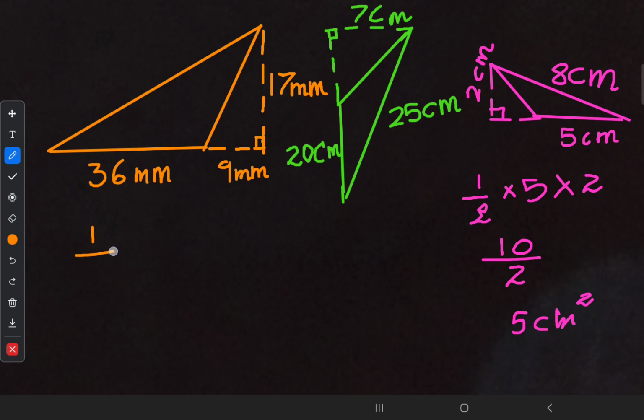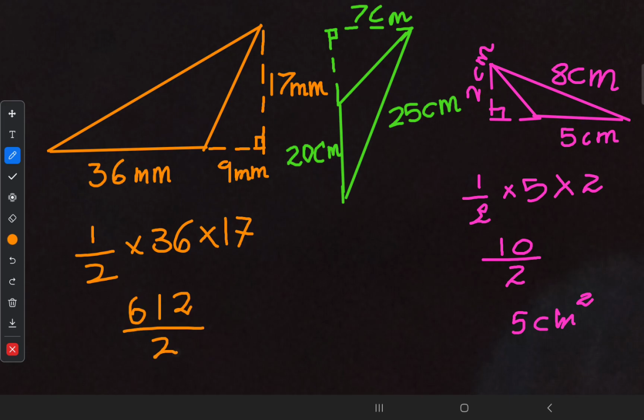For the second one, half into the base is 36 and the perpendicular height should be 17. So half into 36 into 17. That will give you 18 times 17, which is 612, divided by 2. That will give you 306 millimeters. This should be your answer.